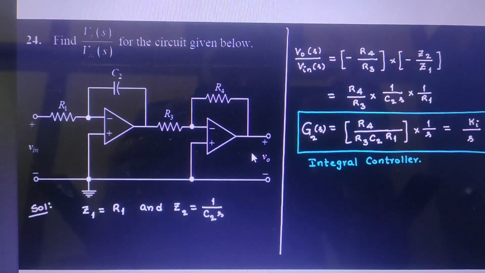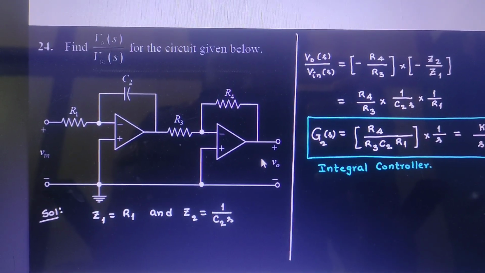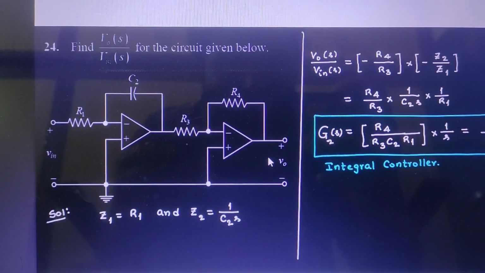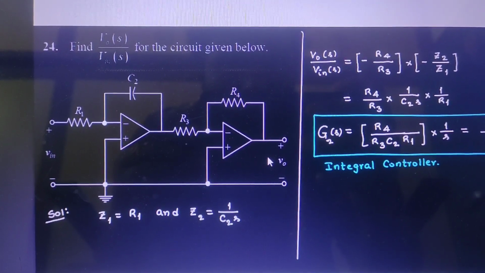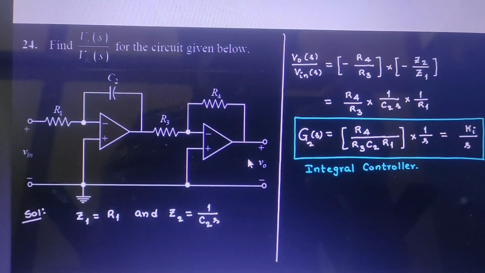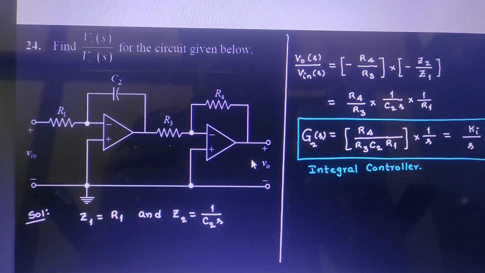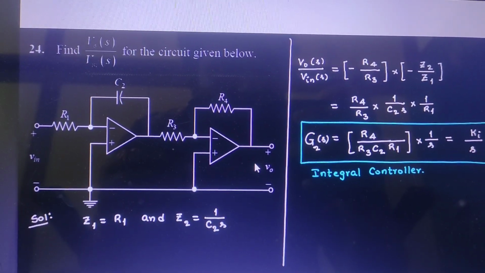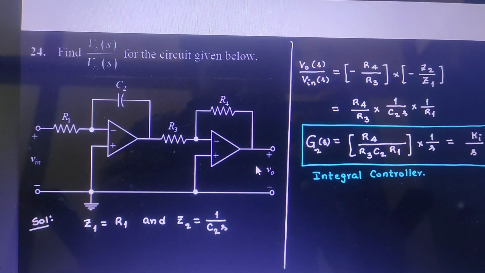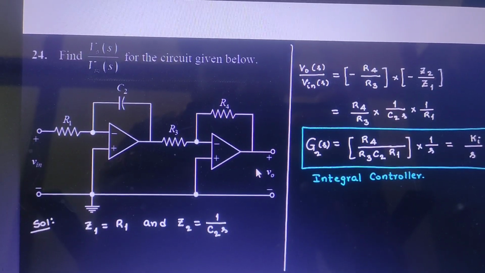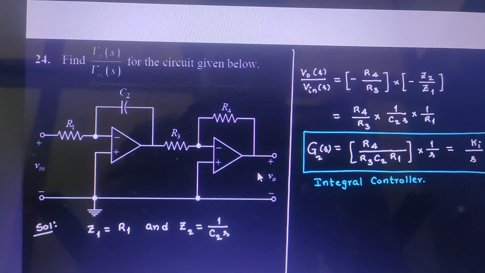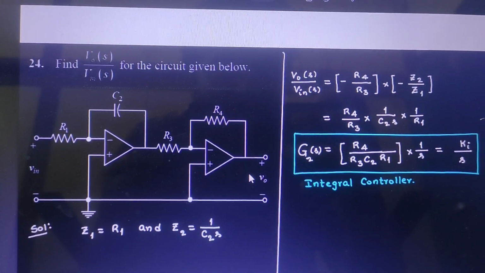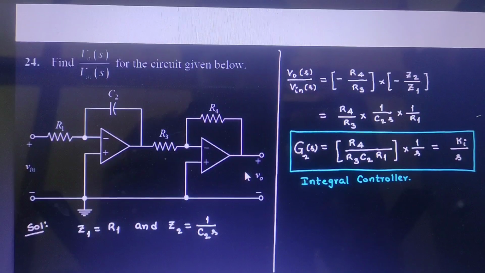In this circuit, it is the same as the proportional controller, but the first op amp feedback resistance is replaced by a capacitor C2, and it is known as an integral controller. To find the transfer function of an integral controller, it is the product of the feedback resistances divided by R3 C2 R1, that is R4 into 1 by s R3 C2 R1.